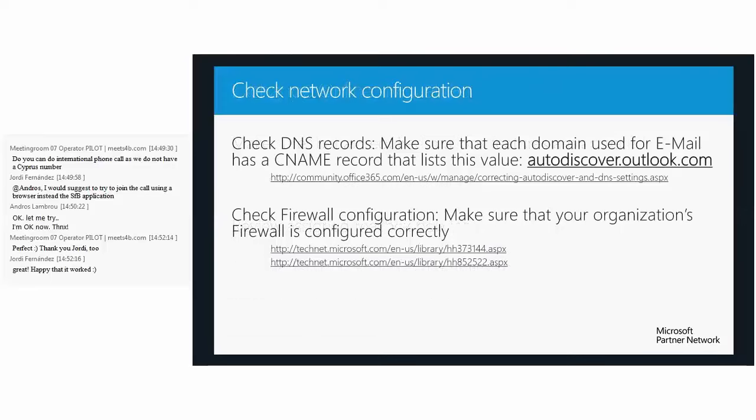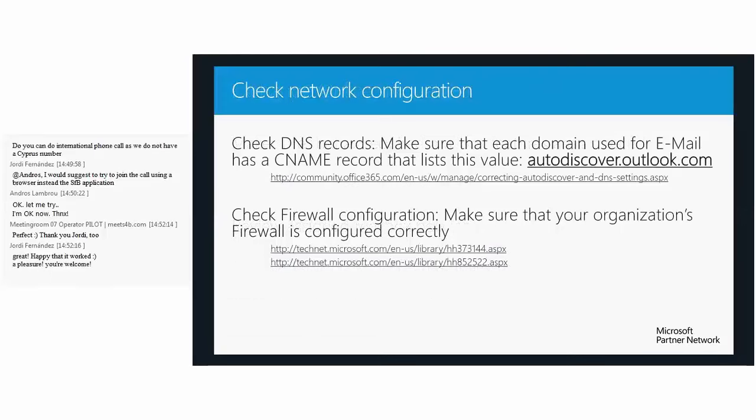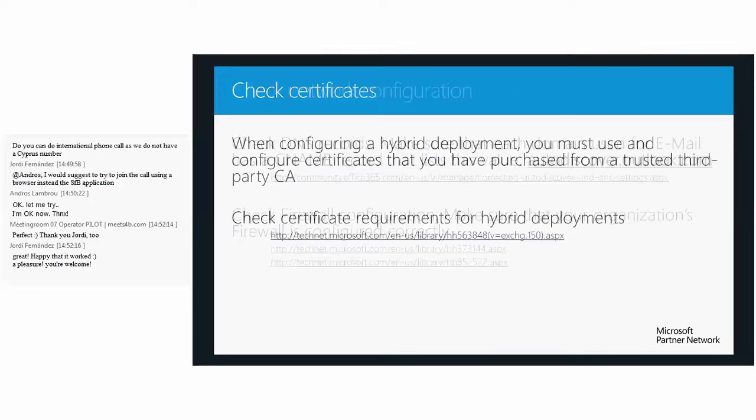The network configuration, as I said, is very important. We have to make sure that the firewall is configured correctly, that you are using the root domains, not the IPs, and also that we check the DNS records and make sure that we have a CNAME with autodiscover.outlook.com for each domain that we have.